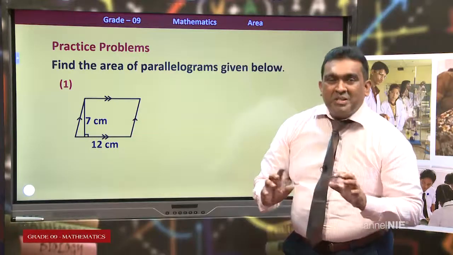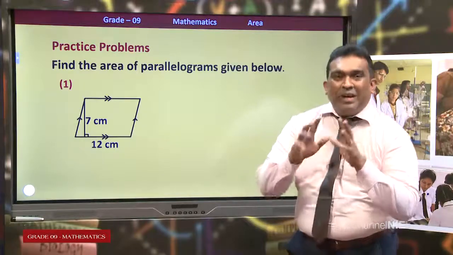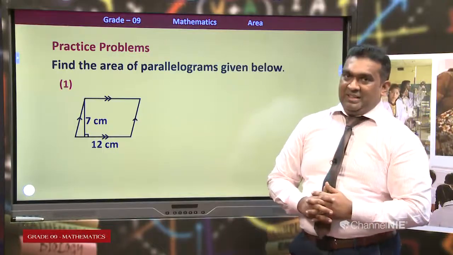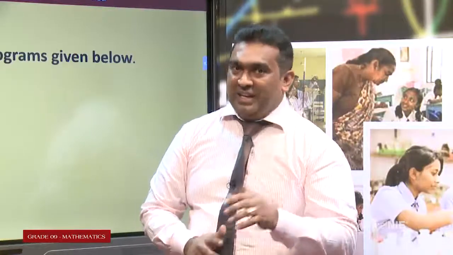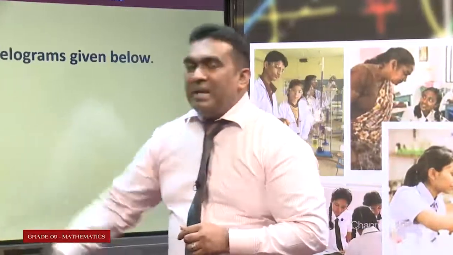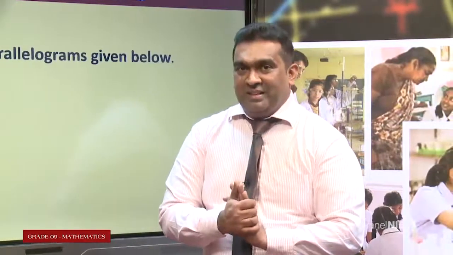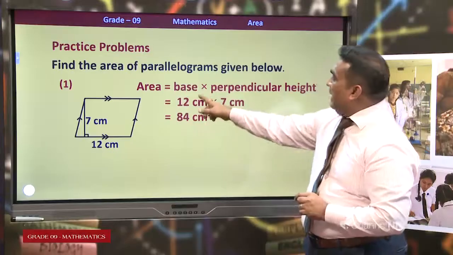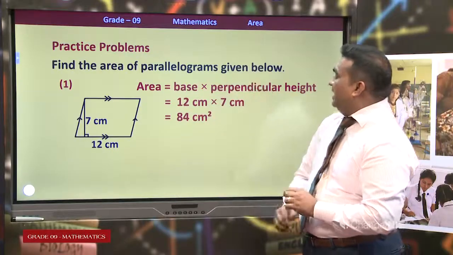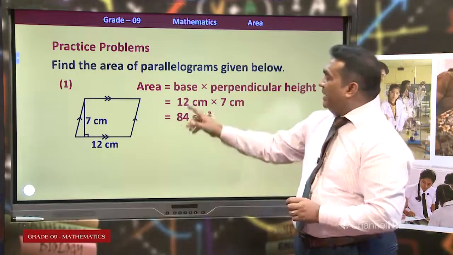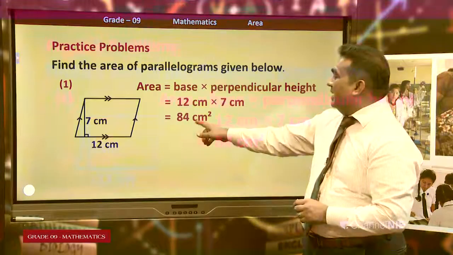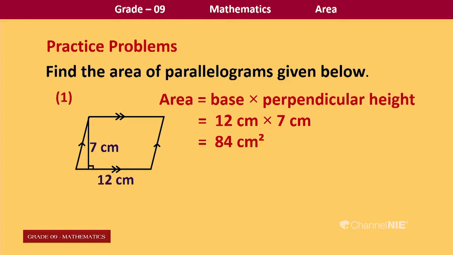There are two measurements. You have to identify clearly what is the base and what is the perpendicular height. Clearly identify. Base is 12, perpendicular height is 7. According to formula, area equals base into perpendicular height. What is the base? 12 centimeter multiplied by 7 centimeter. It means 84 square centimeter. Right.